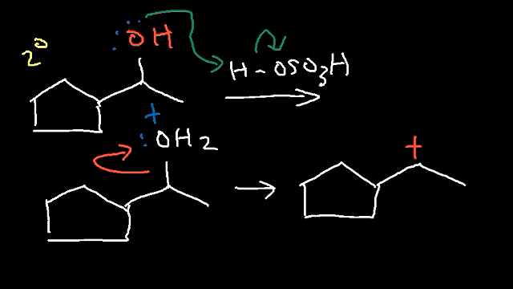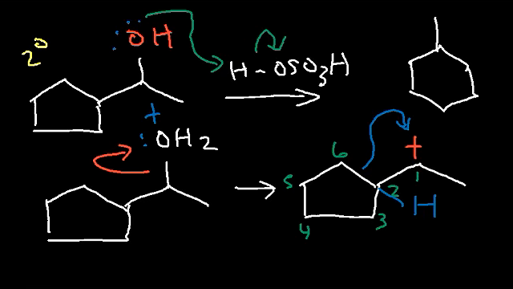Now the question is, what kind of rearrangement will occur? Will it be a hydride shift or something else? Because we do have a tertiary carbon next to a secondary carbon. Now what's going to happen is a ring expansion. When you have a 5-carbon ring, sometimes it can expand to a 6-carbon ring. So this is carbon 1, 2, 3, 4, 5, 6. The bond between carbon 2 and 6 is going to break. And carbon 6 is going to connect with carbon 1 to form a 6-membered ring.